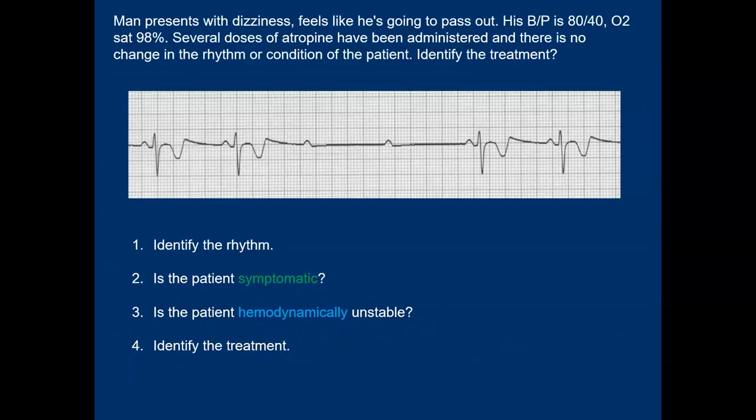Moving on, we've got a patient who presents with dizziness. He feels like he's going to pass out. His blood pressure is 80/40, oxygen sat is 98. Several doses of atropine have already been administered, but there's been no change in the rhythm or the condition of the patient. So again, look at this rhythm strip and then identify what you consider to be the best treatment for this patient.